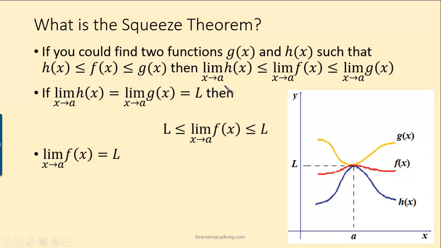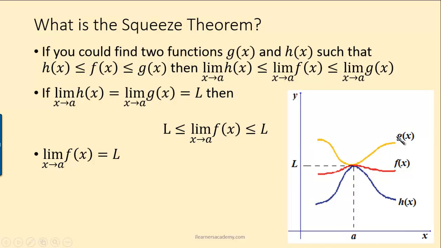If also we have that the limit of h of x as x approaches a is equal to the limit of g of x as x approaches a, and both being equal to some real number L, then obviously the limit of f of x as x approaches a is going to be greater than or equal to L and less than or equal to L. The only way this can be true is, of course, if the limit of f of x as x approaches a is equal to L.